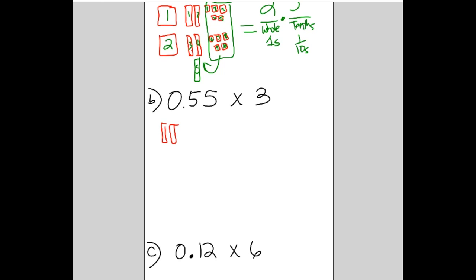All right, next example, we have 5 sticks, 1, 2, 3, 4, 5 sticks, and then 5 littles. And we have that 3 times. Now, when I add these all together, if I have to convert them into anything, I'm going to do that.